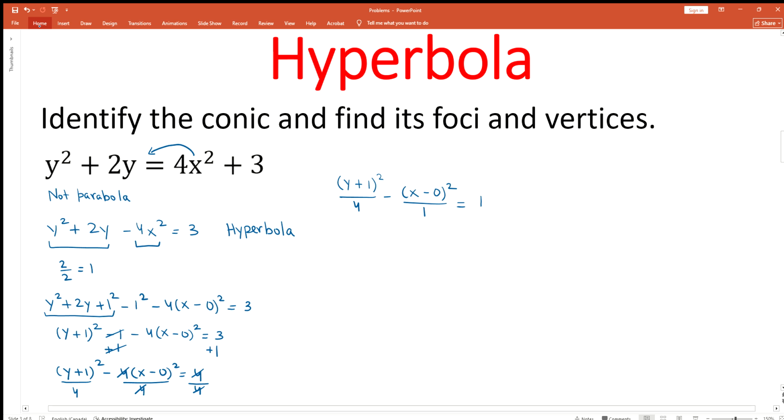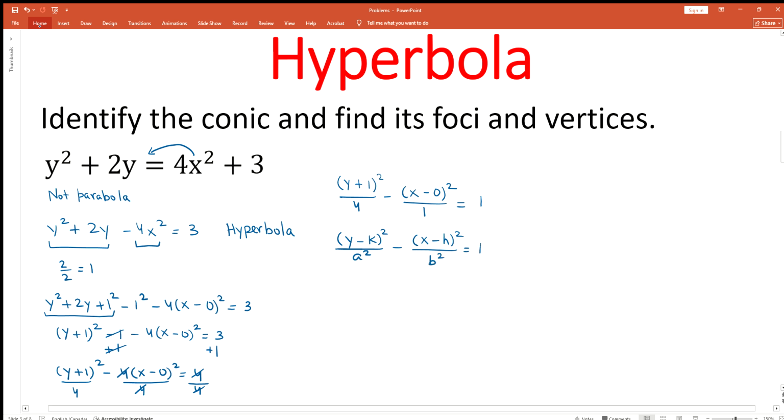As we can see in this equation, the x part of the equation has a negative sign in front of it. The coefficient of the x part is negative. That means in this hyperbola, the branches are above and below each other. The general equation of a hyperbola in standard form, whose branches are above and below each other, is y minus k square over a square minus x minus h square over b square equals 1.